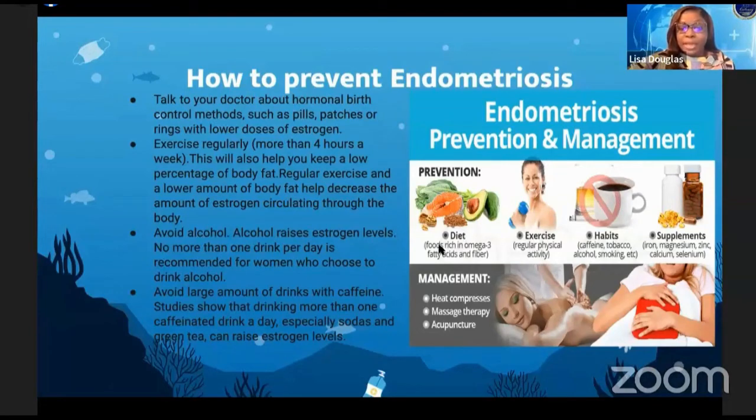We have a diet rich in omega-3 fatty acids and fiber. Management: heat compresses, massage therapy. Some people do acupuncture. Some people take supplements: iron, magnesium, zinc, calcium, and selenium. Your vitamins are important. And again, exercise regularly.